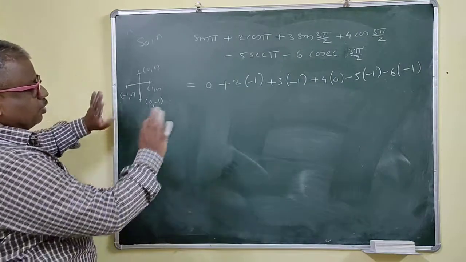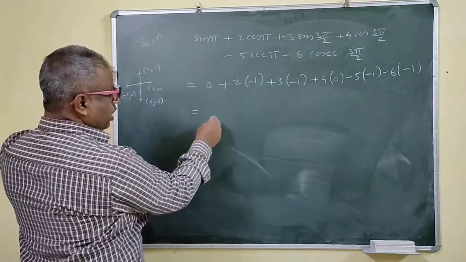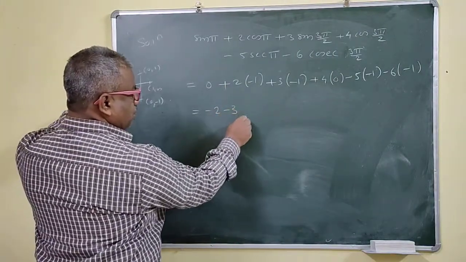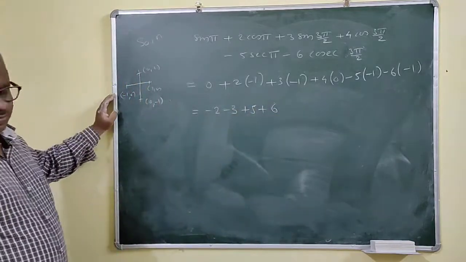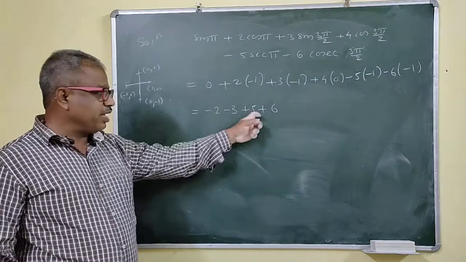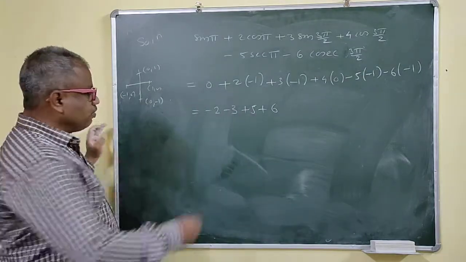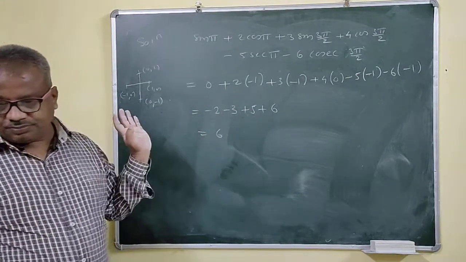Now simplify, first open the bracket. This is 0, don't write 0. This is -2. This is -3. Plus 5. Then plus 6. Right? Now this 5 gets cancelled. So what do we get then? This is 6, right?